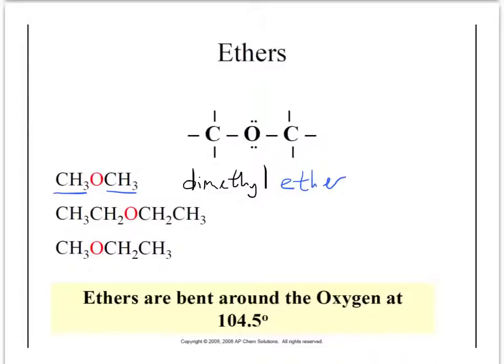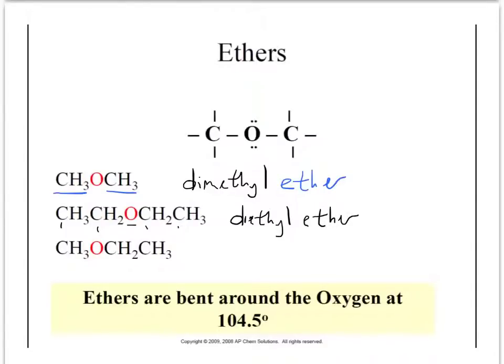This second one that we see right there, you've got your ether because there's the oxygen firmly planted in the middle. We have 1, 2 carbons on that side and 1, 2 carbons on that side. That means we have 2 ethyls. So this one would be diethyl ether.